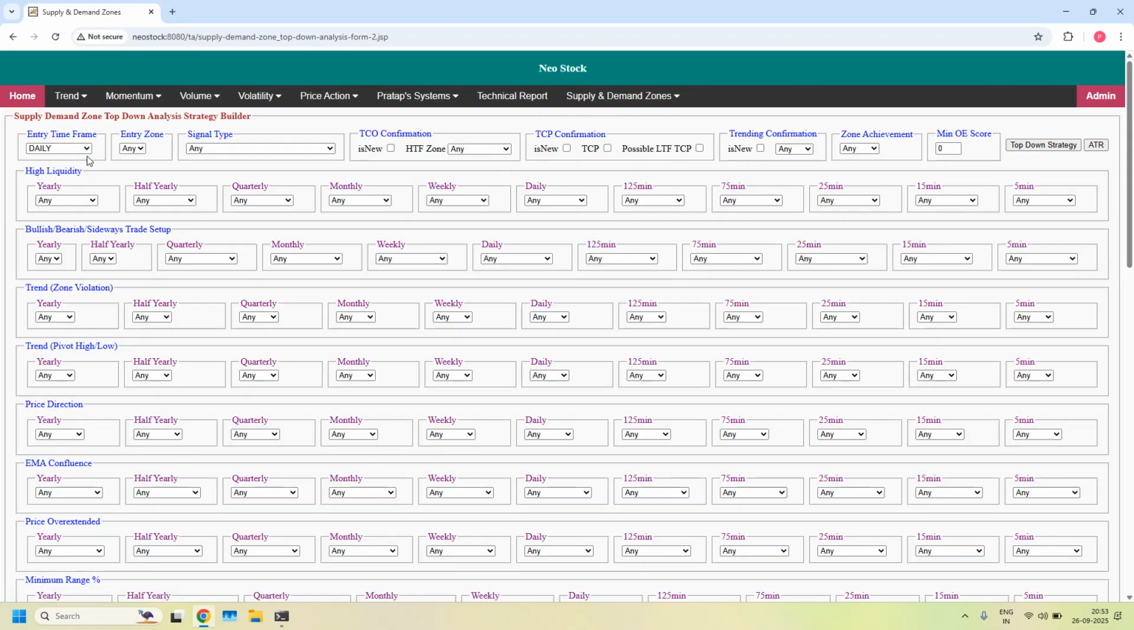For sideways long trade setup, weekly income trade, entry time frame 75 minutes, entry zone demand zone. Here sideways at 75 minutes, I am selecting sideways long. Zone achievement violated opposing zone, minimum order enhanced score 11. And third filter is 75 minutes demand zone should not be pierced.